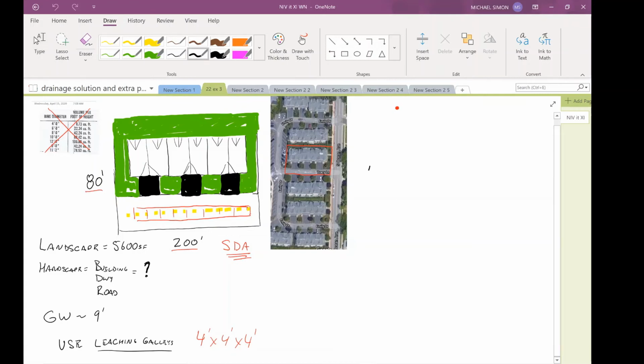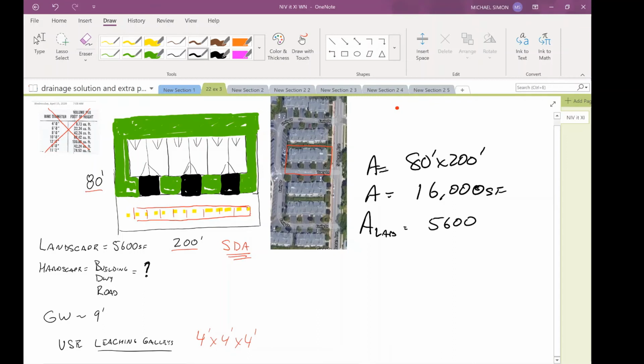We have a total area of 80 feet by 200 feet. That area will be 80 by 200. That's a total of 16,000 square feet. Of that total area, the area that is landscaped is 5,600, which means the area that is hardscaped, parking lot and building, would be 16,000 minus the 5,600, which leaves us with 10,400 square feet of building and driveway.